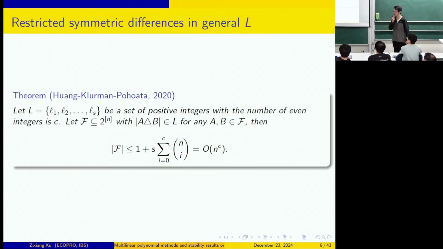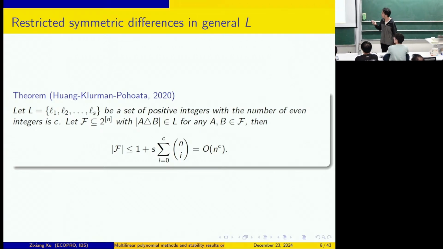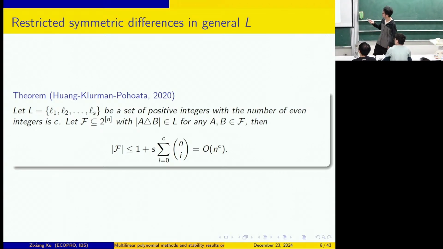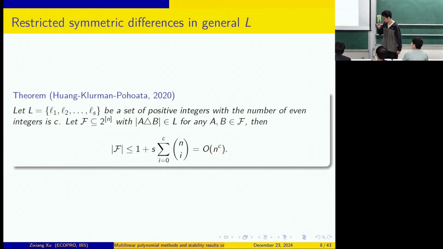Several years ago, the above result's proof was combinatorial, and later Huang, Klurman and Pohoata provided an algebraic proof of the Kleitman theorem and also generalized this result, from the bounded symmetric difference restriction to the symmetric difference belonging to some specific set.